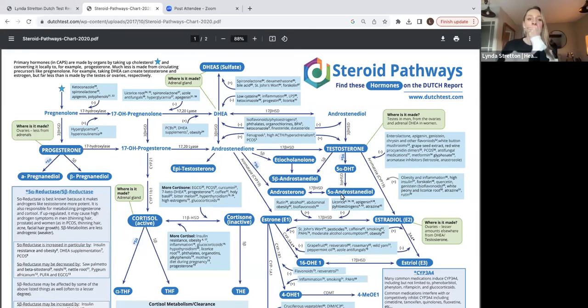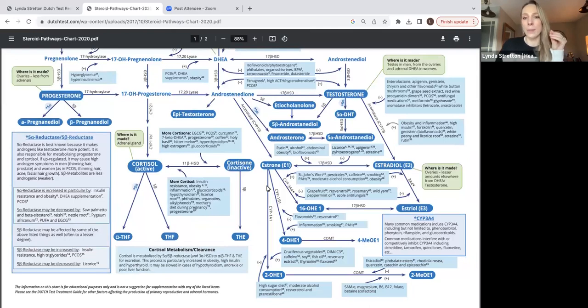So these things, sorry, I've got this terrible cough at the moment. They go on to make other things, right? And they convert between each other. So testosterone can convert into estrogen. Estrogen, we have 3 different estrogens, and we see what's going on with those. And then we metabolize estrogen down different pathways.